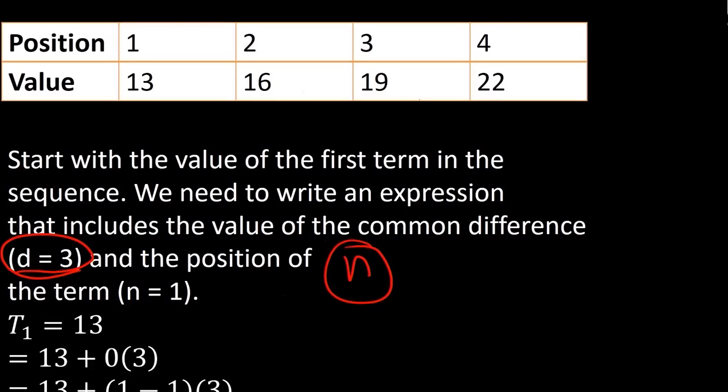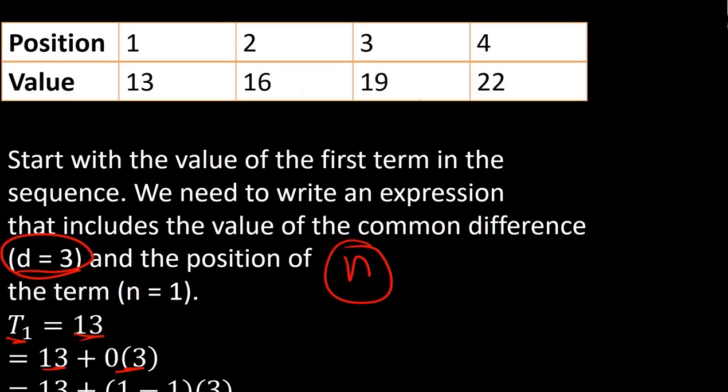So I can say, well, term 1 is equal to 13, we know that. How can I rewrite 13? Well, 13 is the same as saying 13 plus 0 times the common difference. 0 can be rewritten as 1 minus 1. And then obviously it's times your common difference of 3. Why am I doing this? Why am I just saying 1 minus 1? Where am I making all of this stuff up?